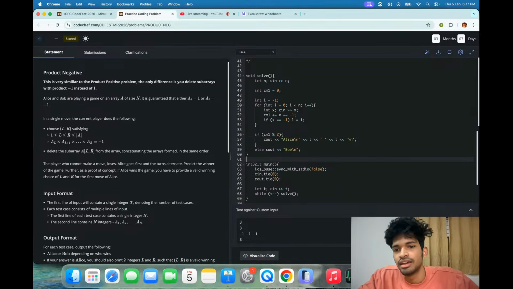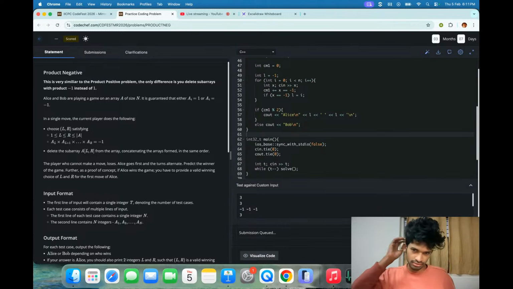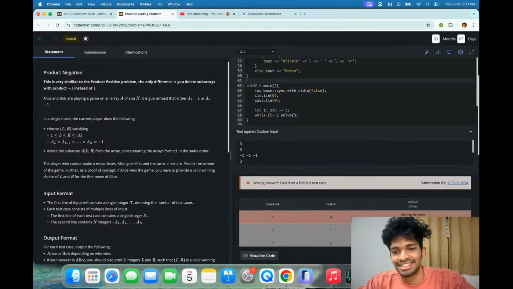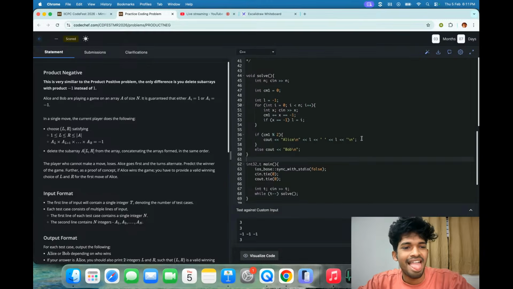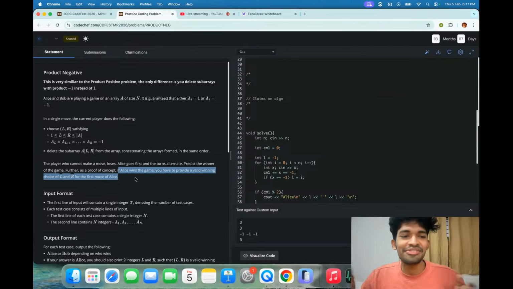Because why? After this, Bob has even, and whatever Bob does, Alice can do further. So this also should pass. Why did it fail? This is a valid winning choice of the first move, right? People will alternate.